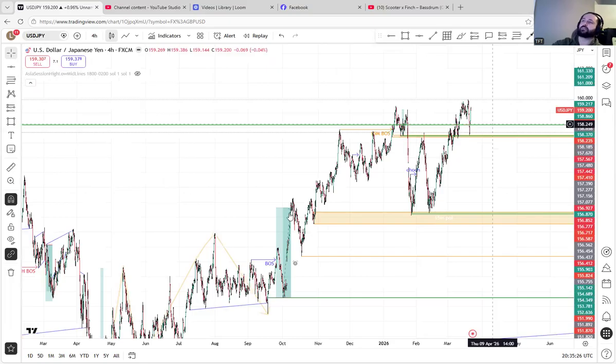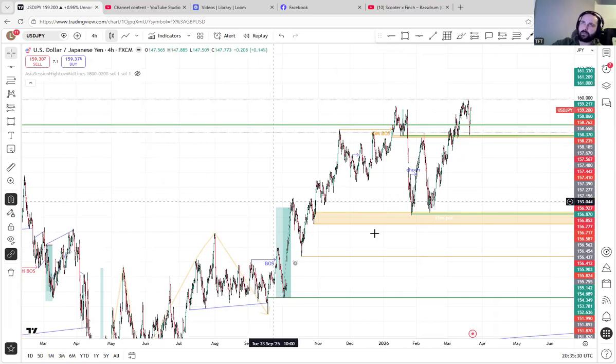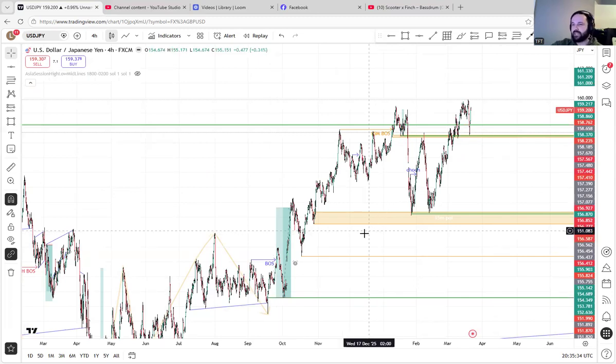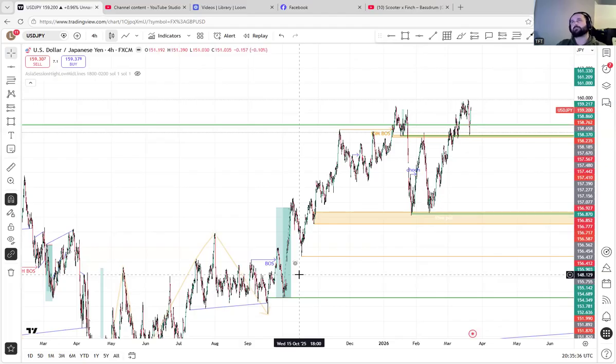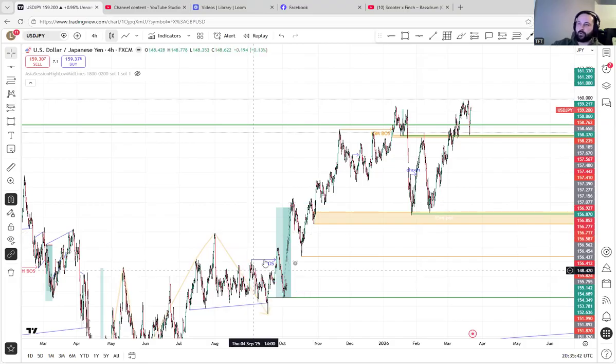So what I'm going to be marking up is something that has already played out, so we're using hindsight. Basically, I'm just going to use an old setup that's played out to explain and put it all together.